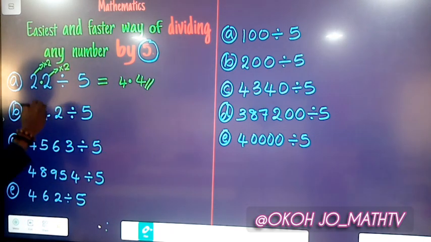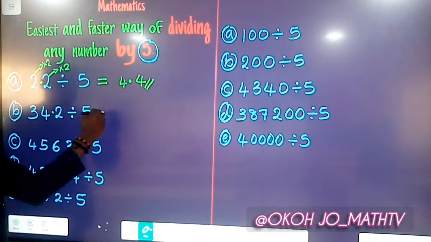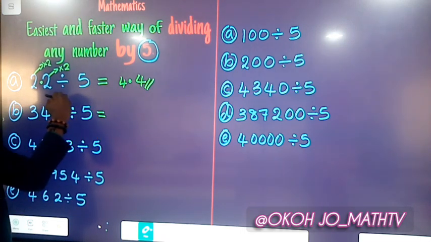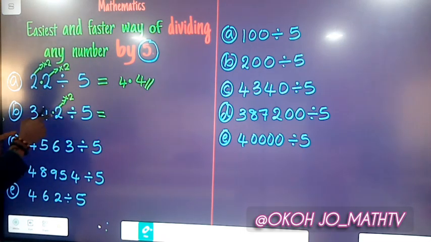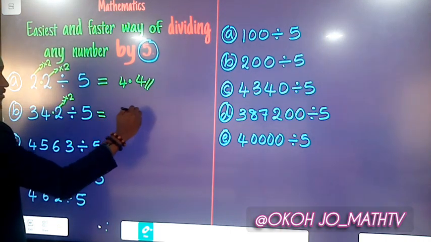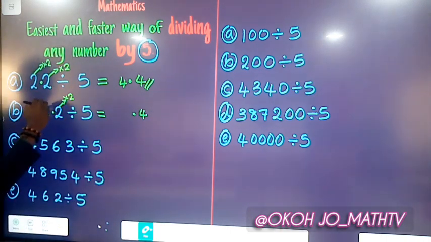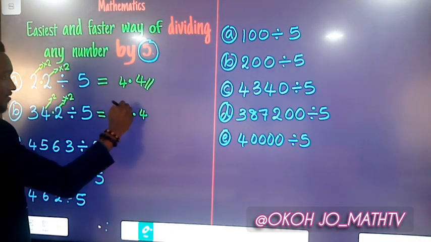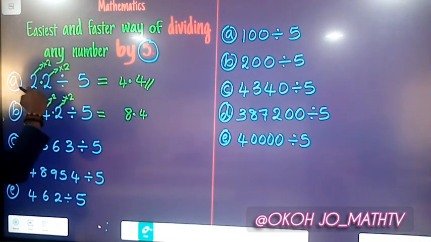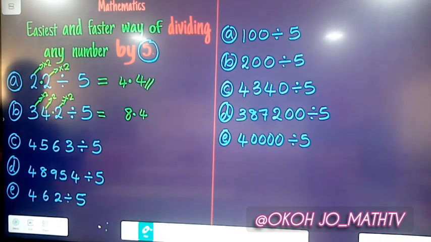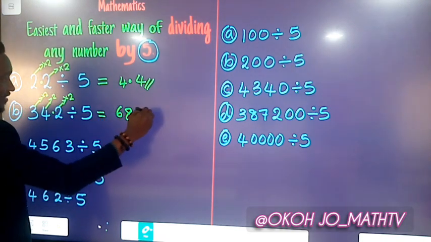When you come here, introduce your decimal point. This is what? 2 times 2. This very 2 times 2 is what? 4. Come here, 4 times 2 is what? 8. Come here, 3 times 2 is what? 6. And that is your answer.